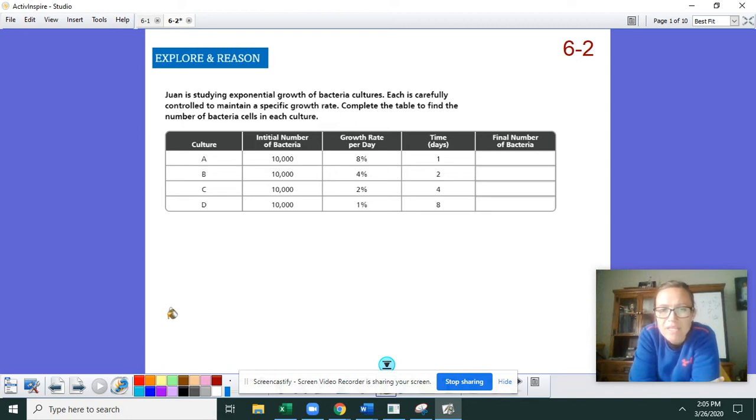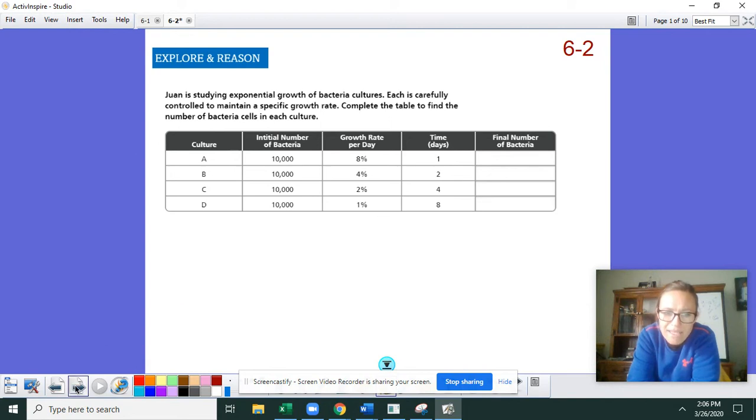That function would be 10,000 times 1.08 raised to the first power. That'd be for the culture A. As you go down, your equation is going to change because you're going to have 10,000 times 1.04 raised to the second power. The growth rate is changed to a decimal, added to 1, and that becomes your growth factor.